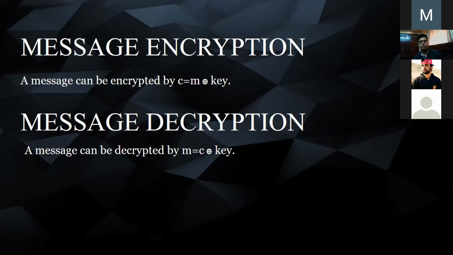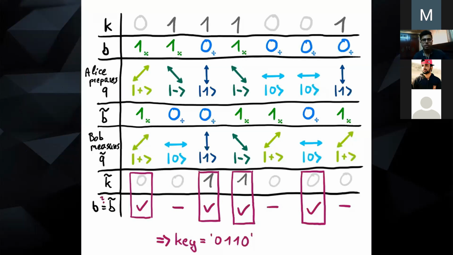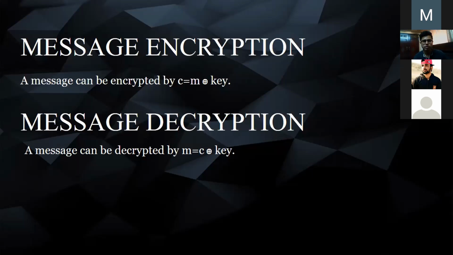What is M? M is the message, the real message the sender wants to send. And what is the key? We found the key in the previous slide, which is 0110. We have the message that we want to send. Now we evaluate between them. The symbol between them is XOR. XOR means that when same bits like 00 and 11 are evaluated, the answer will be 0. And when different bits like 01 and 10 are evaluated, the answer will be 1. That's how XOR goes.